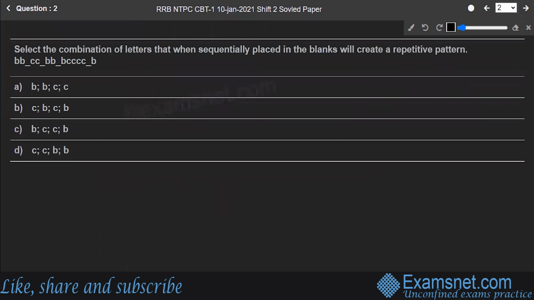Next is question number 2. Select the combination of letters that when sequentially placed in the blanks will create a repetitive pattern. There is no other option, so we have to fill in the blanks one by one and check which one gives you a pattern. Let's go with the first one. After filling in, you will have B, B, B, C, C, B, B, B, C, B, C, C, C, C, C, B. No pattern is being formed.